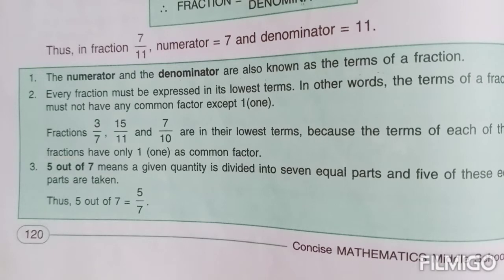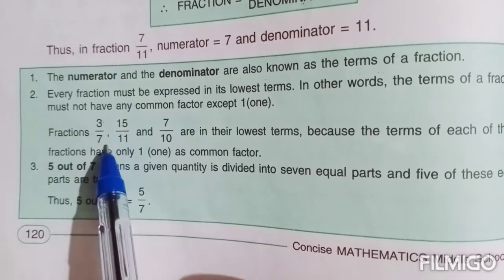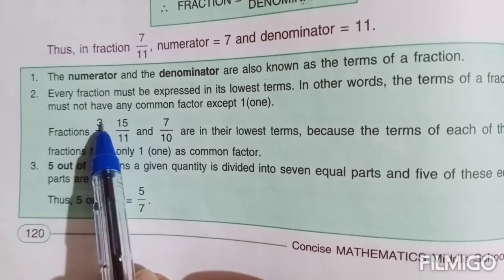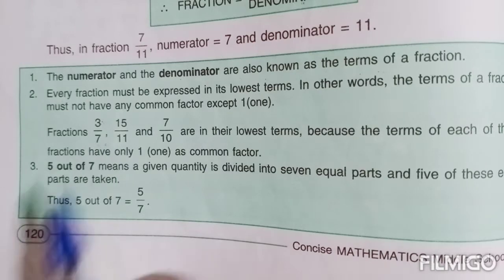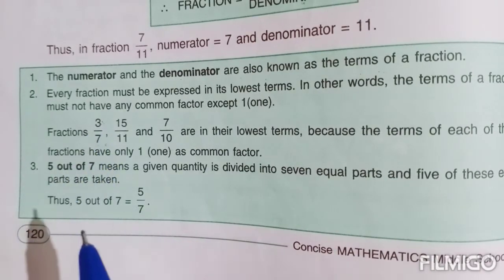In that way we will express a fraction. Okay. Example, you can take 3 by 7. Here the numerator is 3 and the denominator is 7. They do not have any common factor other than 1.